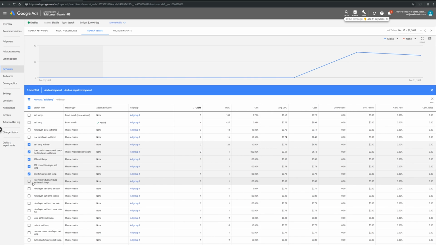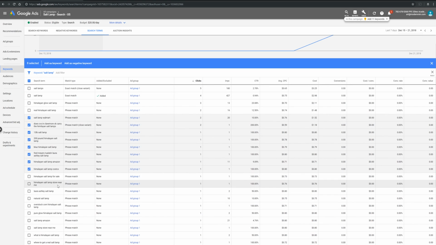Fred Meyer's, I don't even know what that is. That is an obvious negative keyword, right? Amazon, Costco. And for the majority of these, I don't even need to look at the data. Yes, they have a high click-through rate, 100%, but I know they're not going to get any sales. All right, Himalayan salt lamp for sale. That's a good one. So we could leave that.